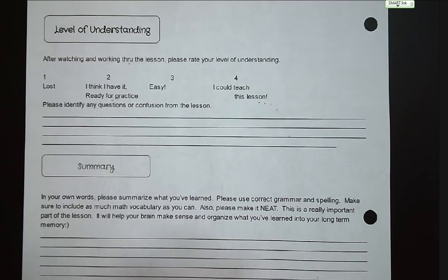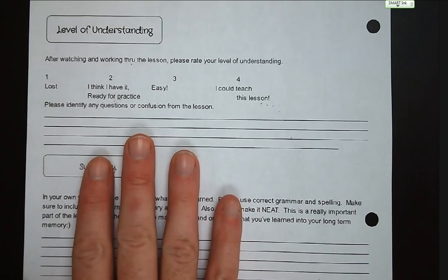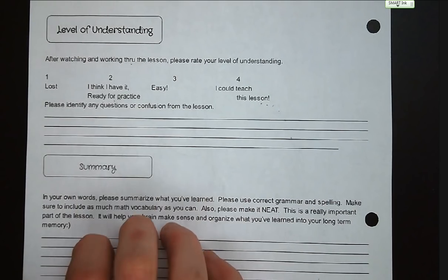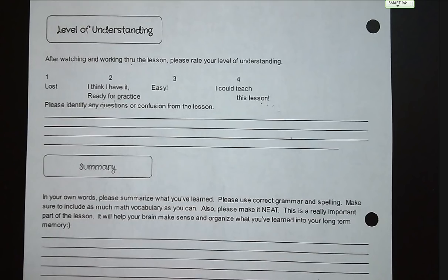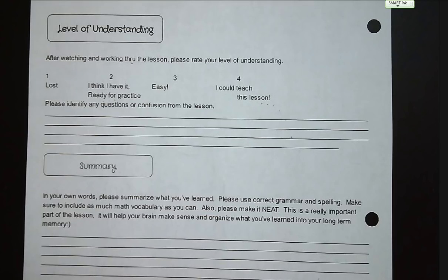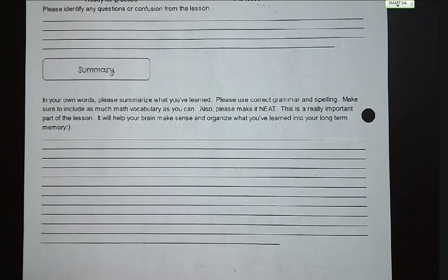Make sure you write down any questions or confusions that you have on this lesson so that Mrs. Zierzo and Mr. Wolf and I can get to you and address those questions and help you out and clarify. Write down a summary of what it means to complete the square. So this could be the process of completing the square or how to use it to solve.